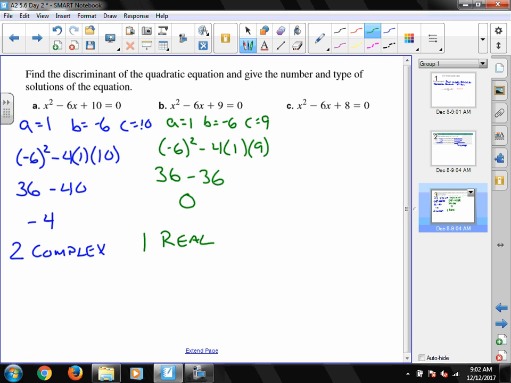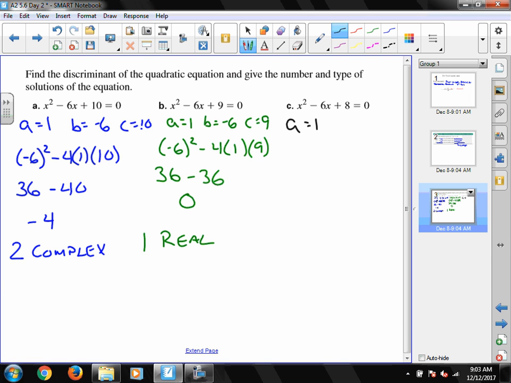Hopefully, there's not a great way to remember these. I just kind of think about it, to be honest with you. I see if I'm taking the square root of a negative number, oh, I've got to have complex solutions. If I'm adding and subtracting 0 from the same number, I'm going to have the same answer, so I'm only going to have one real solution. As you guys guessed, this one's probably going to end up with 2 real, but let's double check.